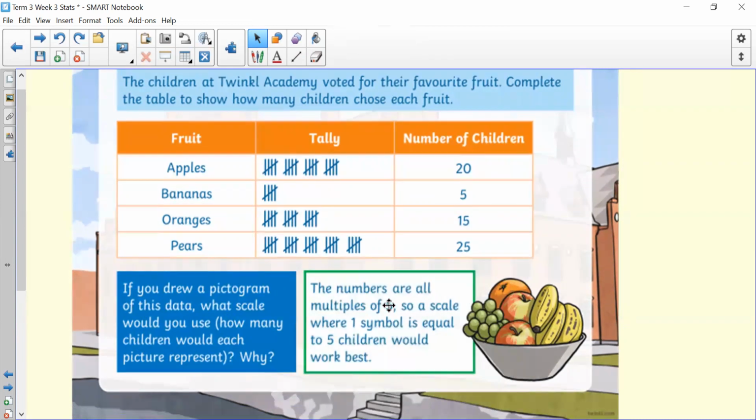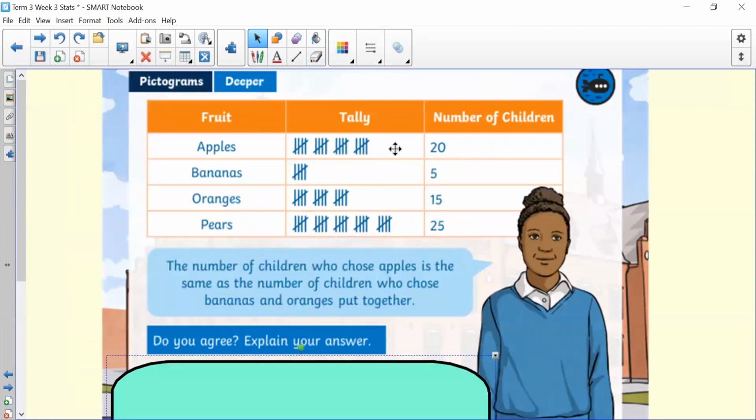Okay, let's see. The numbers are all multiples of 5. Well done if you spotted that. So a scale where 1 symbol is equal to 5 children would work best. Okay, and the second part of the deeper, so still on the same level, it says the number of children who chose apples, so I'm looking up here at apples, is the same number of children who chose bananas and oranges put together. Okay, do you agree?